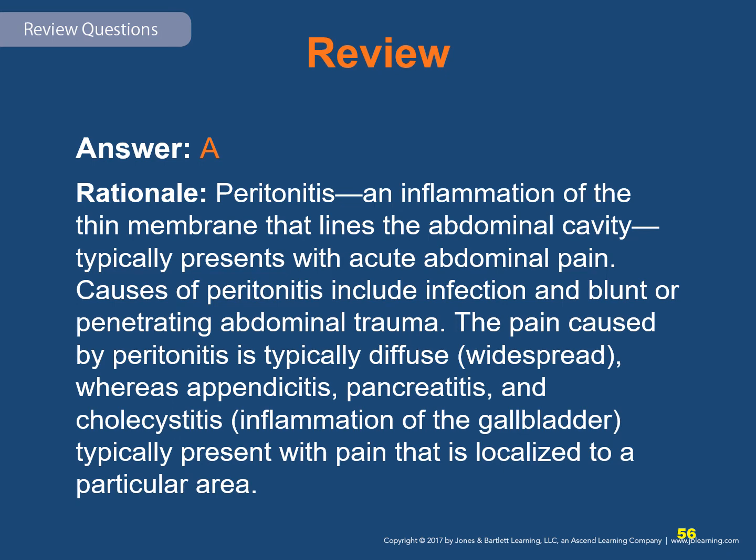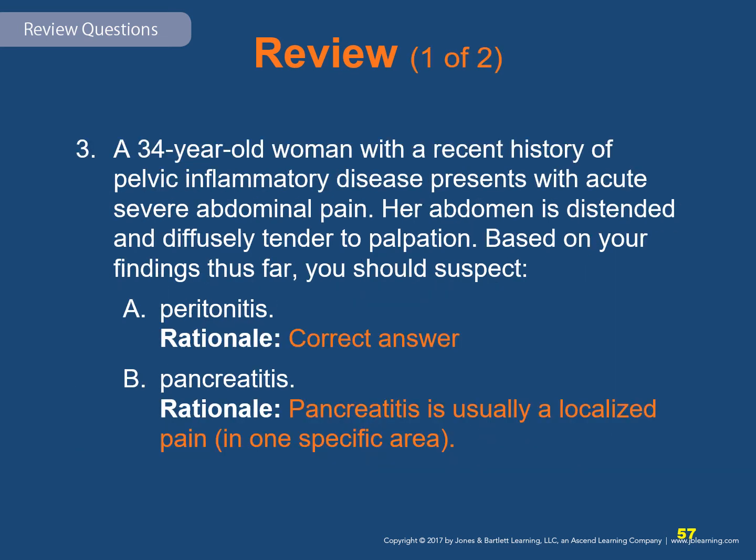Appendicitis, however, and pancreatitis and cholecystitis typically present with a pain that is localized to a particular area. Let's look at the incorrect answer. A 34-year-old woman with a recent history of pelvic inflammatory disease presents with acute severe abdominal pain. Her abdomen is distended and diffusely tender to palpation. Based on your findings thus far, you should suspect A, peritonitis, which is obviously the correct answer.